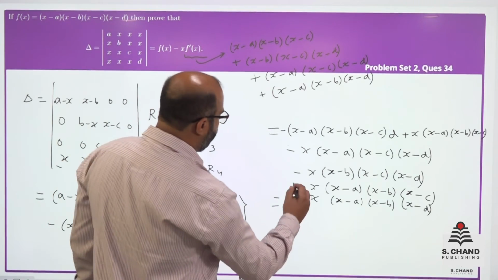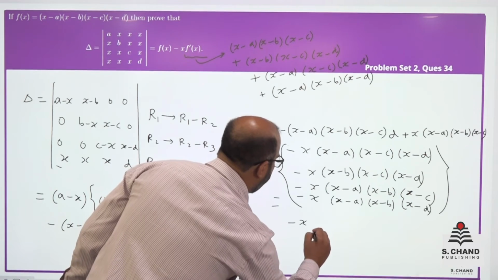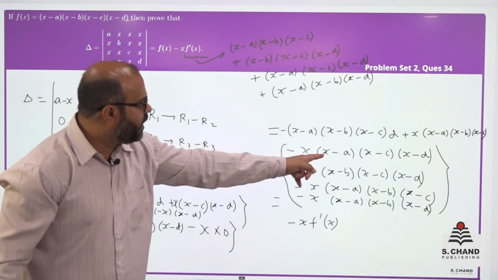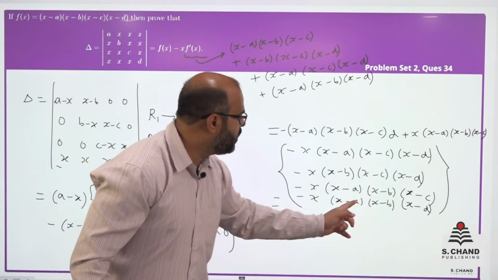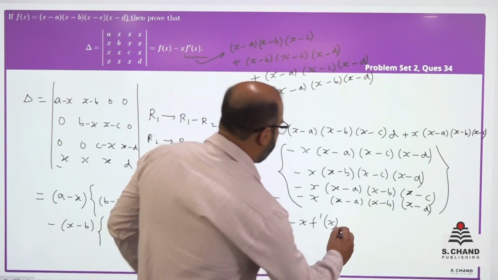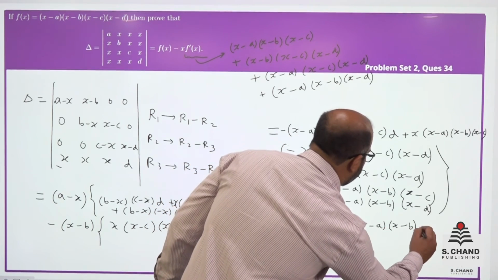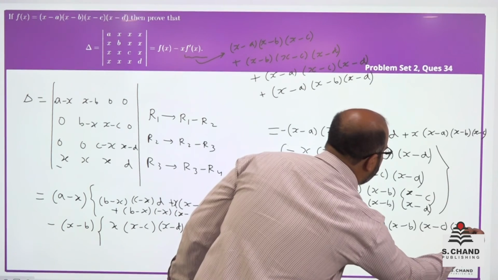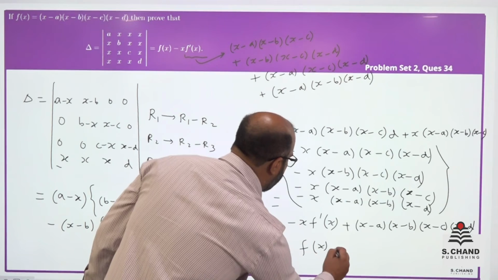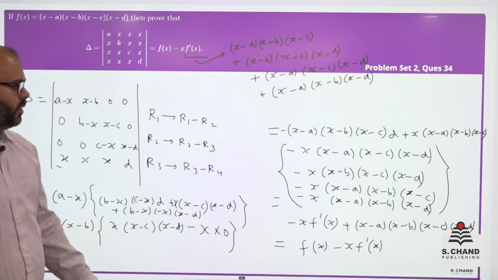So now these 4 terms are actually minus x into f dash of x. As we know what is f dash of x, there are 4 terms like this. One ACD, BCD, ABC, ABD. And in this term, x minus d is taken as common. So this will become x minus a, x minus b, x minus c, x minus d. And this is nothing but fx. So fx minus x f dash x. This is what we have on right hand side. Proved.